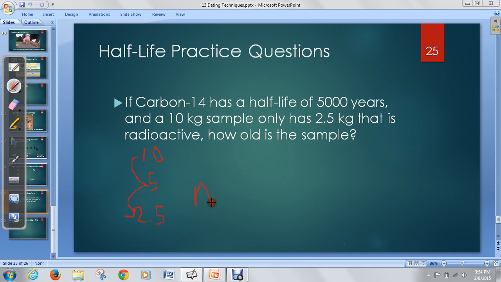Okay, so n equals 2. And we know that the half-life length is 5,000 years. So it's very simple. We just take n equals 2 times it by 5,000. That gives us that the age of this object must be 10,000 years old. Okay? And there you go. So fairly simple process.